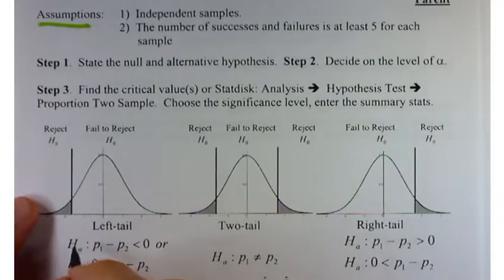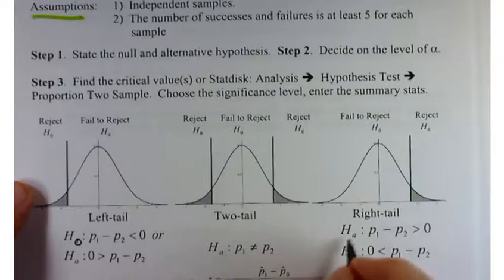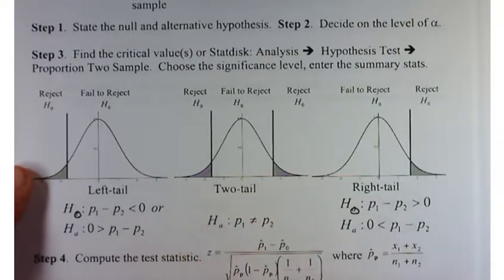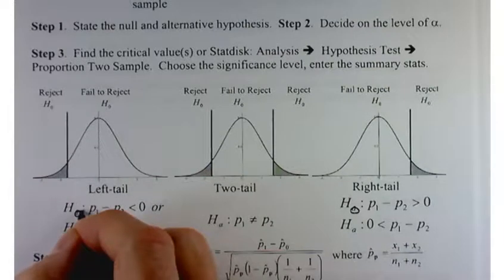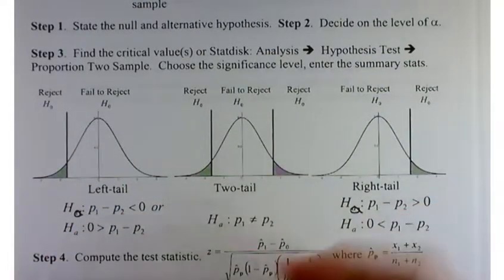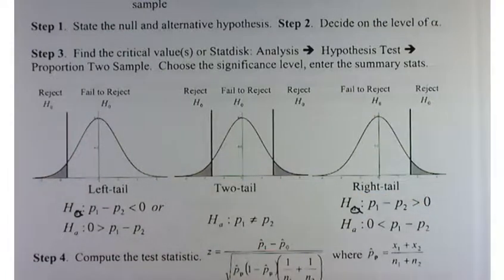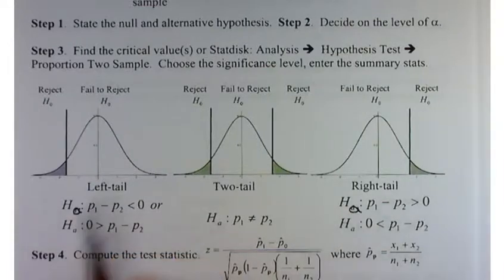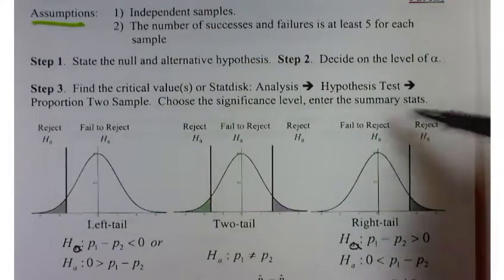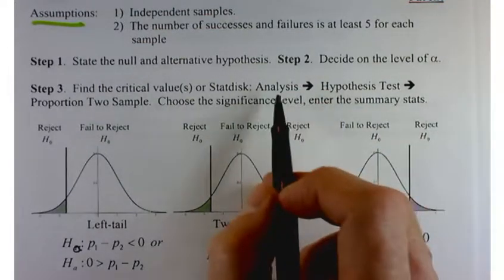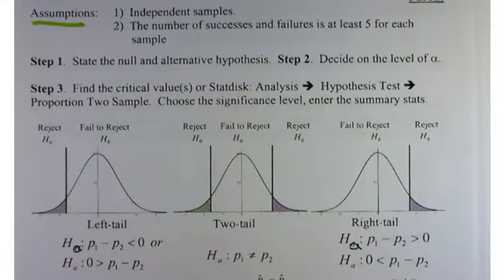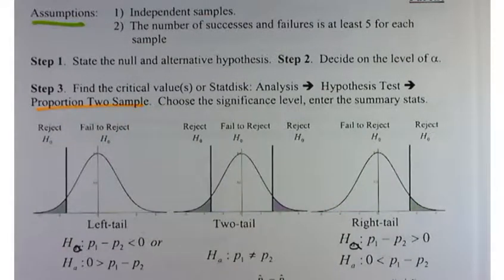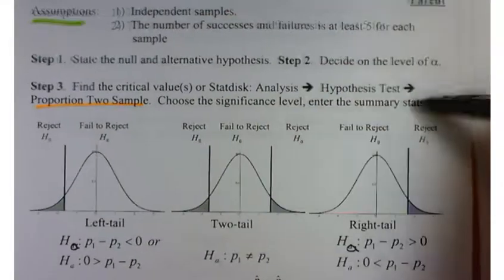And I see one little typo that I got to correct here. That's going to be an H sub 0 on both of these. You know what? No, it doesn't. I'm sorry. I thought I was wrong, but I was merely mistaken. That is H_A. The tail on these tests depends on the alternative hypothesis. So we're okay there. If you're doing it with StatDisk, go to Analysis, Hypothesis Test, and then Proportion Two Samples is what you want to hit here. Choose the level of significance, and then enter in your summary statistics.